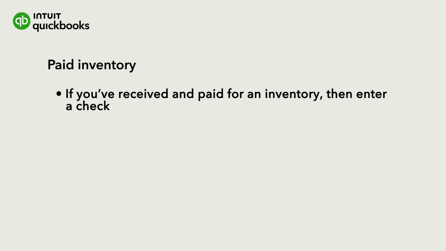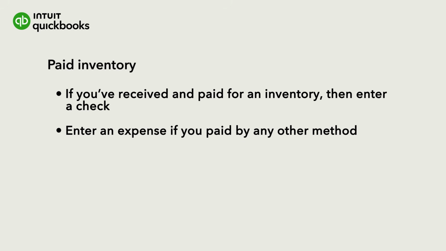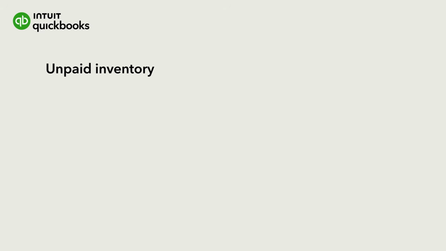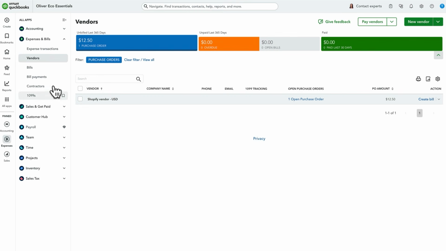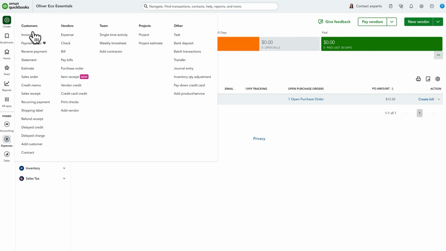If you've received and paid for the inventory already, then you enter a check if you paid by check, or an expense if you paid by any other method. If you haven't paid yet and your vendor has given you a bill with a due date, then enter a bill. These methods are all very similar. For this example, we'll enter a bill, but there are videos with more details on how to record bills, checks, and expenses at the end of this video.